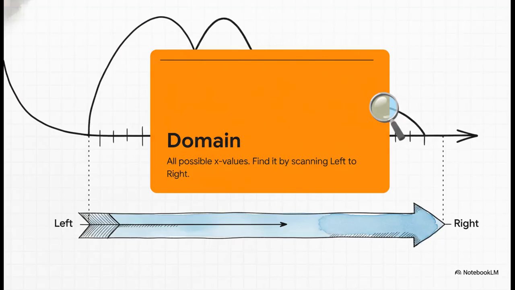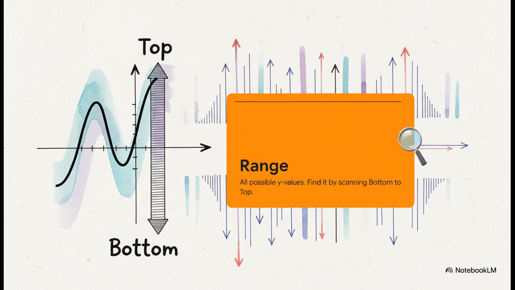First, let's get our terms straight. The domain is all about the x values, just the x's. The easiest way to think about it is this. How wide is the graph? What's its total horizontal spread, from the farthest left point to the farthest right? And then you've got the range. It's the exact same idea, but for the y values. It's all about the vertical. So you just ask yourself, how tall is the graph? What's its lowest point, and what's its highest point?